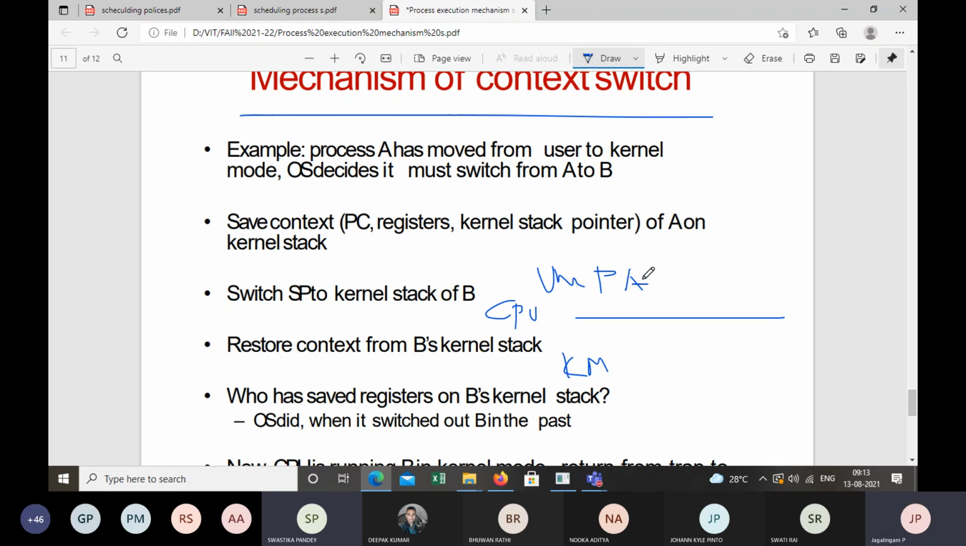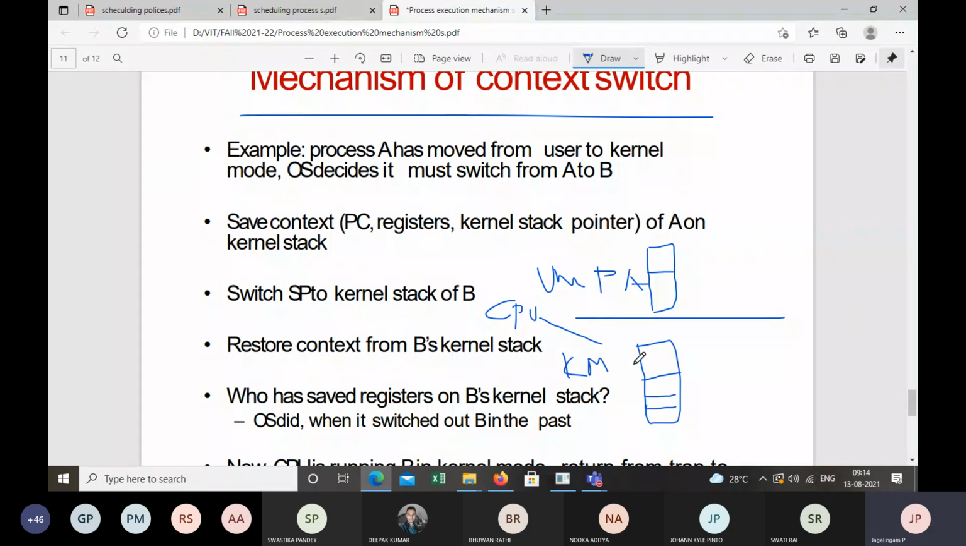Good. Now look at this. Process A has a memory image. When the CPU is executing process A in user mode and it makes a system call, the CPU moves to the kernel mode of process A. In the kernel mode, you have a memory image for process A. It moves to the kernel mode of process A.